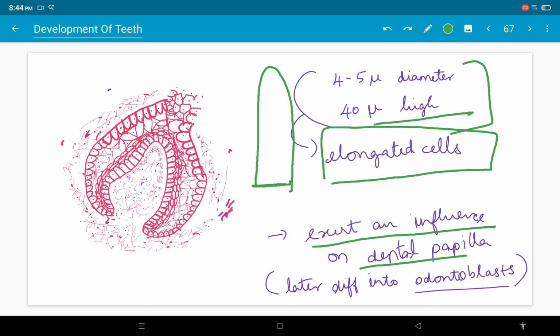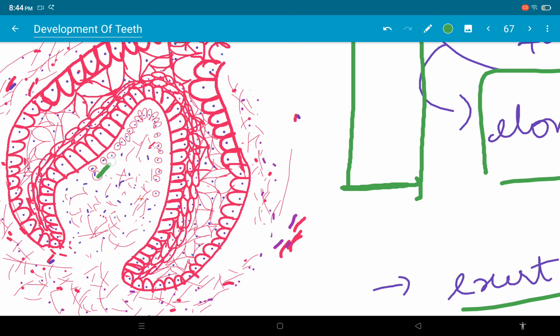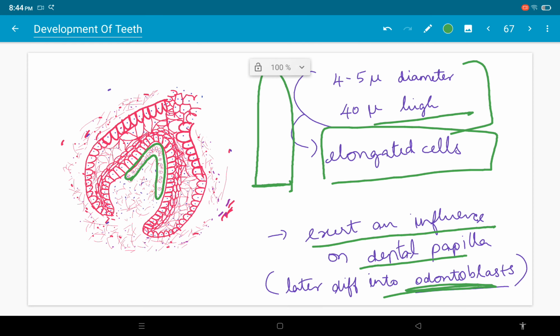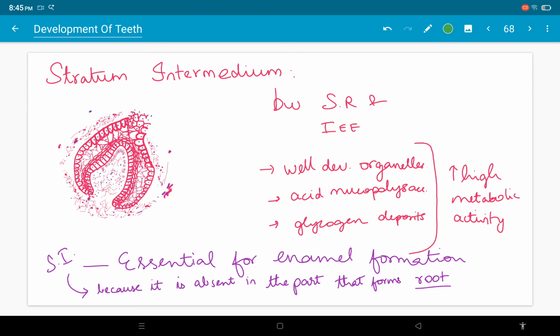It exerts an influence on the dental papilla, which later differentiates into odontoblasts. The small cells which are lining up here are the pre-odontoblasts. Their function is to form dentin. These elongated ameloblasts will influence the dental papilla to differentiate into odontoblasts, and the odontoblasts will be the first cells to secrete a layer of dentin, followed by enamel secretion starting. So the dentin will determine the shape of the tooth. Here the elongated cells are influencing the dental papilla. That is what you should know.